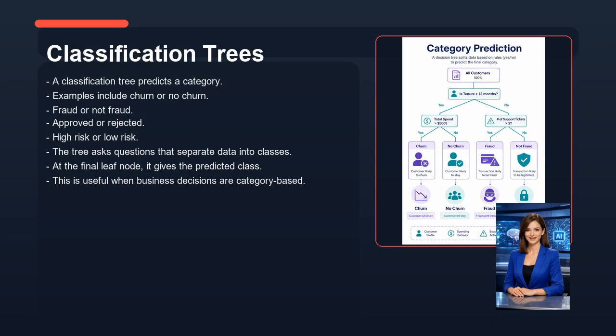Now let's look at classification trees. A classification tree predicts a category. Examples include churn or no churn, fraud or not fraud, approved or rejected, high risk or low risk. The tree asks questions that separate data into classes. At the final leaf node, it gives the predicted class. This is useful when business decisions are category-based.